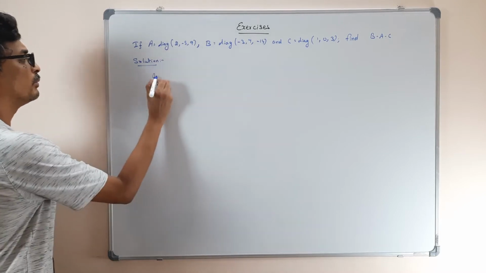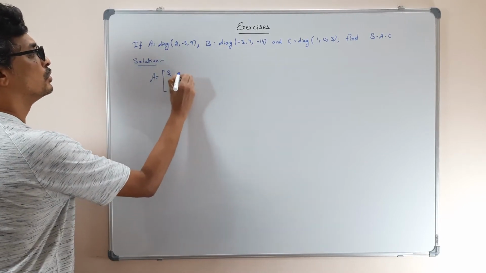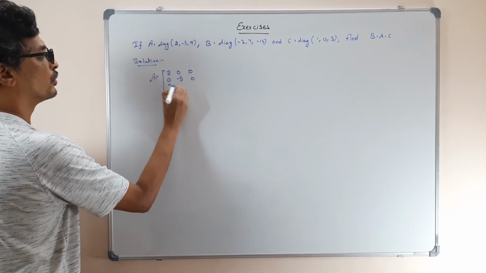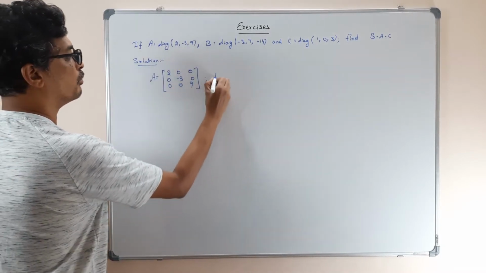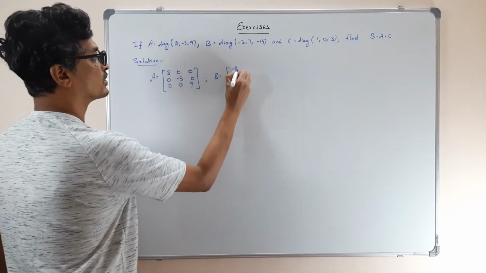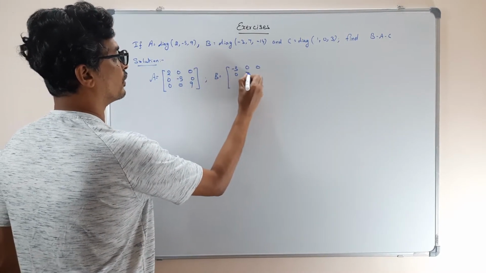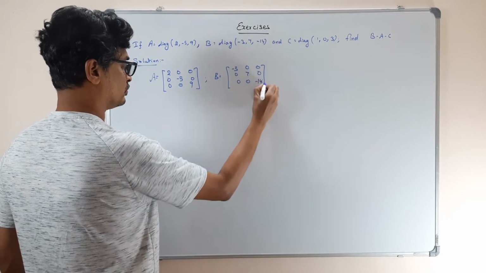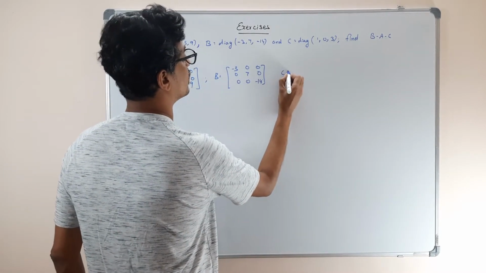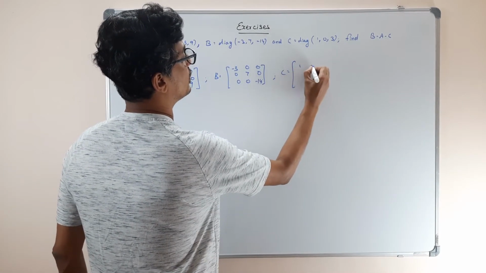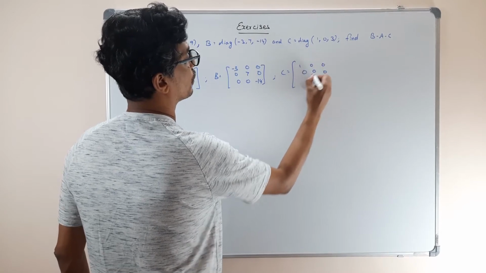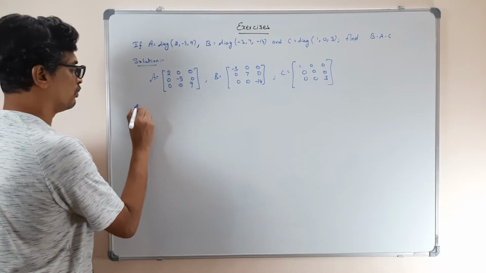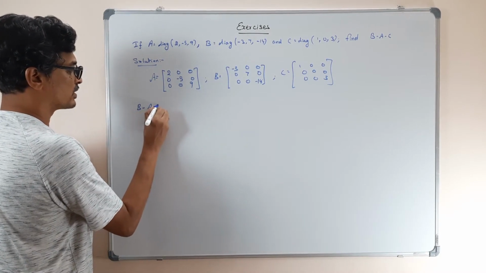A is equal to what? Tell me. 2, 0, 0, 0, minus 5, 0, 0, 0, 9. And B is equal to minus 3, 0, 0, 0, 7, 0, 0, 0, minus 14. And C equal to what? 1, 0, 0, 0, 0, 0, 0, 0, 3. Okay, so what you have to find out? B minus A minus C.